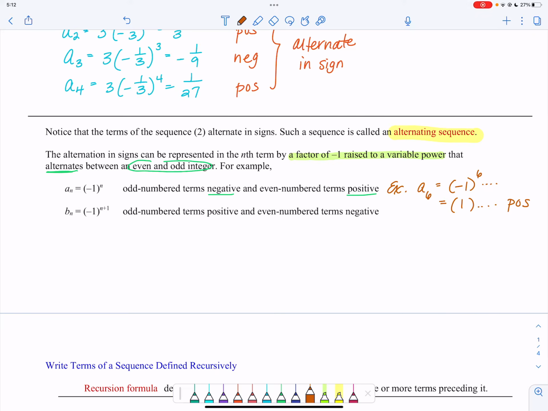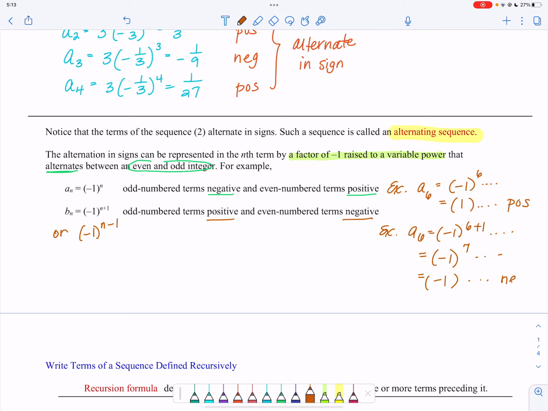However, you could also write this as -1 raised to the n plus 1. And you can have also -1 raised to the n minus 1. And here, your odd numbered terms will be positive and your even numbered terms will be negative. An example of that would be a sub 6 equals -1 to the 6 plus 1. That's -1 to the 7th power, and that's actually equal to -1.